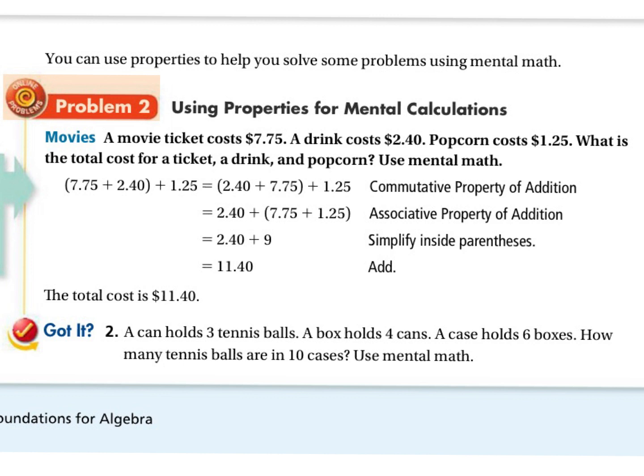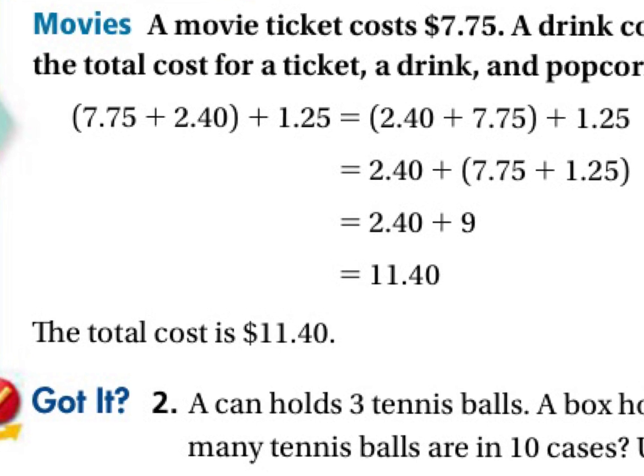So on problem 2, we've got movie tickets, drinks, and popcorn. What's the total cost? They really wouldn't have needed these parentheses here. We're just adding 3 numbers together. So just think about which of these would be easier to add together. The 775 and the 125, those would be easier to add.